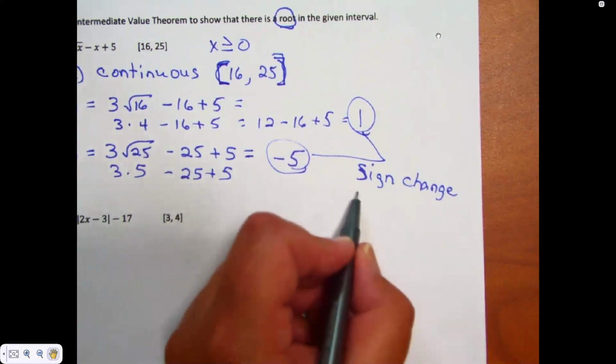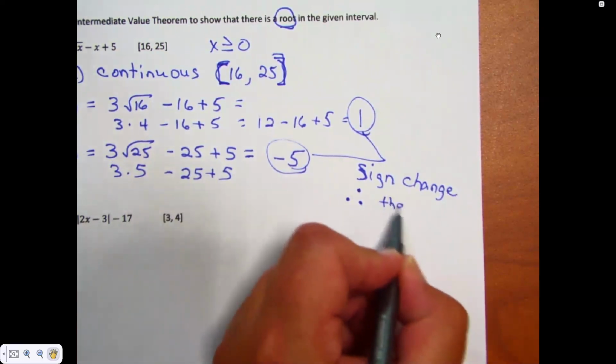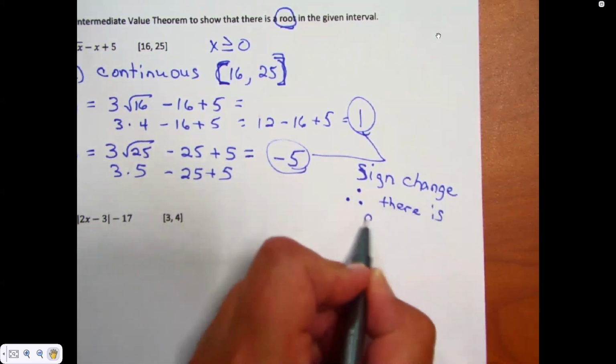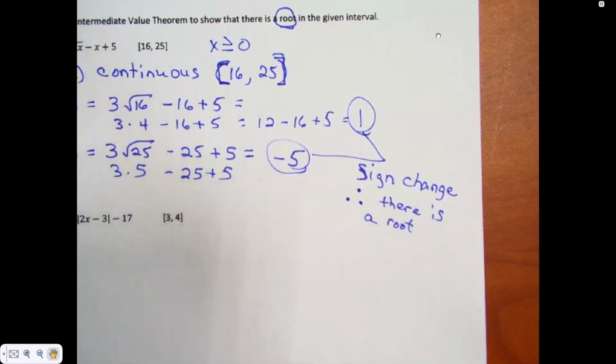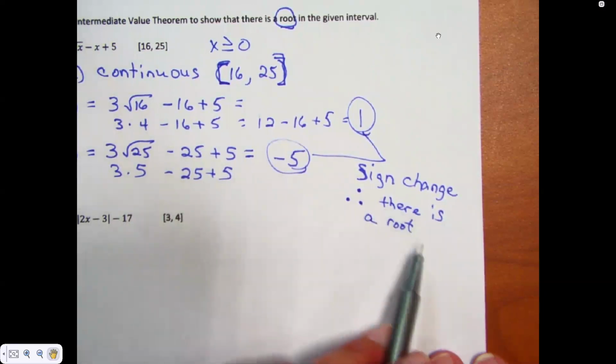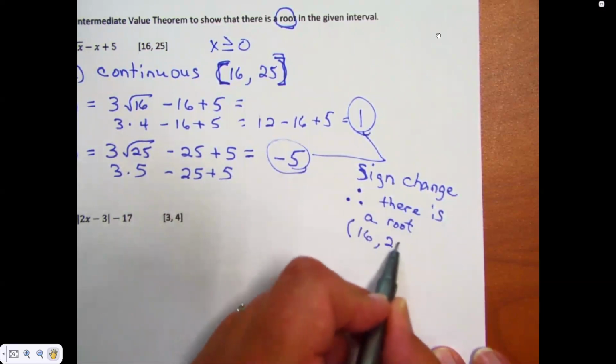Then, does anyone know what these 3 little dots mean? A triangle of dots means therefore there is a root. And we could even say therefore there is a root, maybe in this interval 16 to 25.